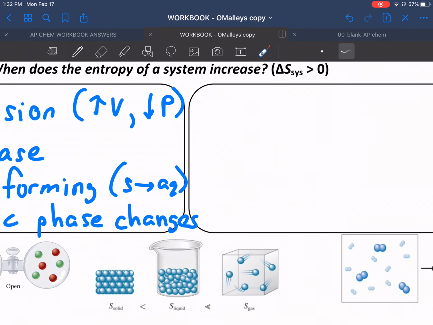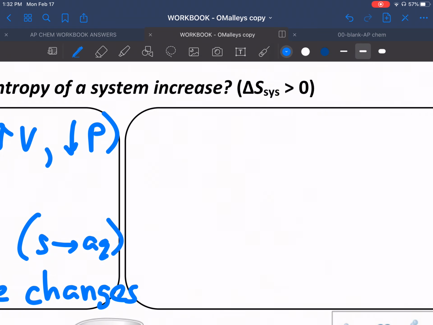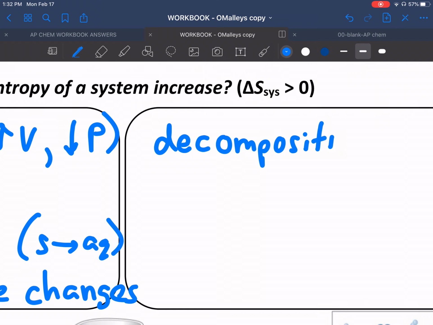Now let's talk about chemical changes. Chemical changes that you can identify as being more entropic are almost every decomposition reaction. Decomposition reactions.